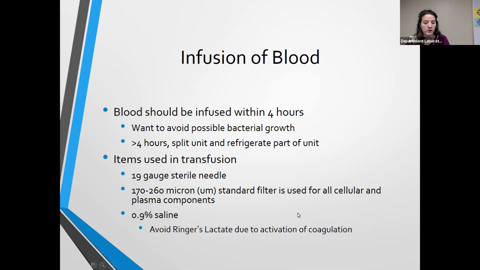Right, and remember, we want to dilute our products with 0.9% saline. That is the only thing the nursing staff can use to dilute their transfusions, okay? We don't want to use Ringer's lactate or another colloid substance. Ringer's lactate has calcium in it, so we don't want to activate the coagulation cascade. And then another one might cause rouleaux, all right? So we don't want that to happen either.